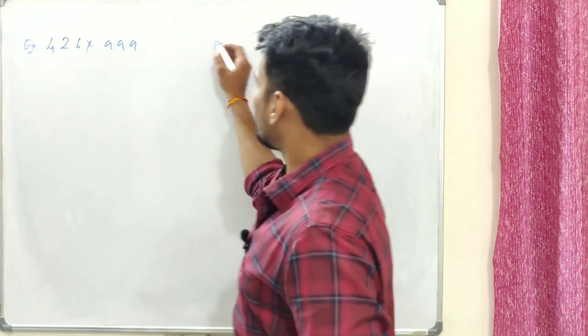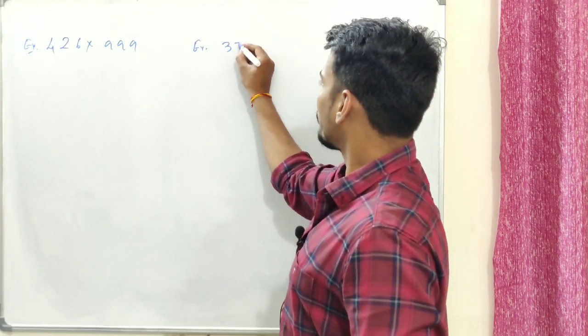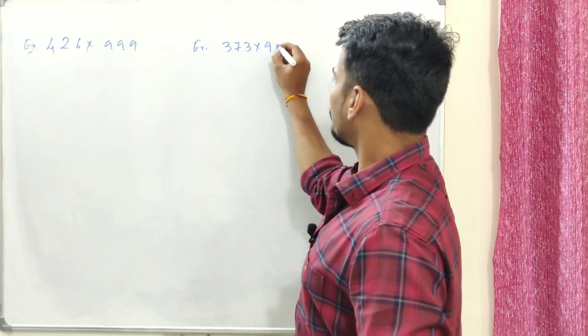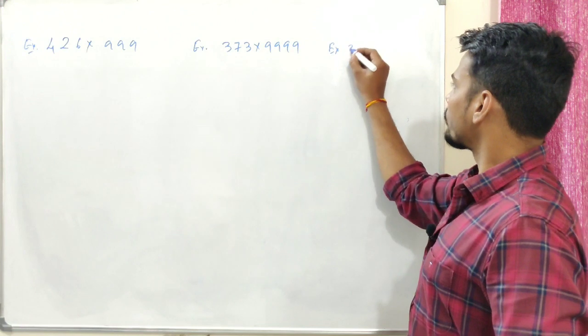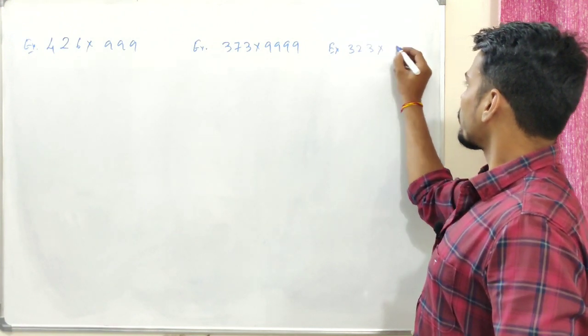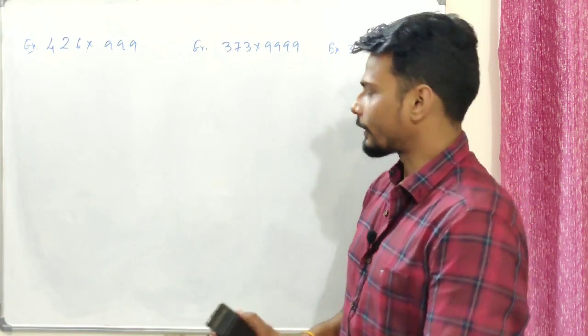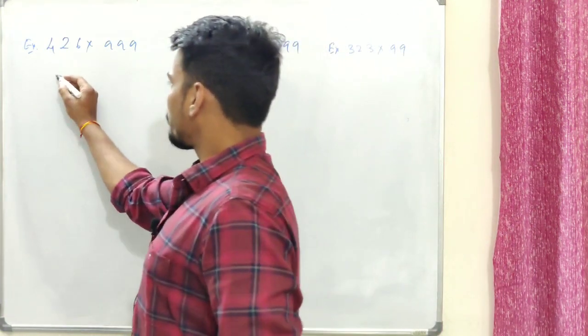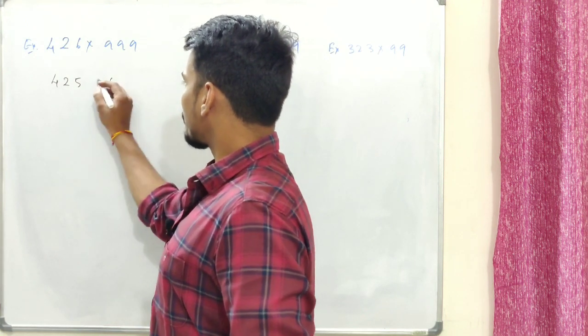You can exercise it. Number 2, when we have more 9s, let's say 373 times 1234. And the last, when we have fewer 9s, let's say 323 times 99. Let us see how much time it takes for the actual calculations. Okay, that's going to be very simple. That's going to be 425. 9 minus 5 is going to be 4. 9 minus 2 is going to be 7.